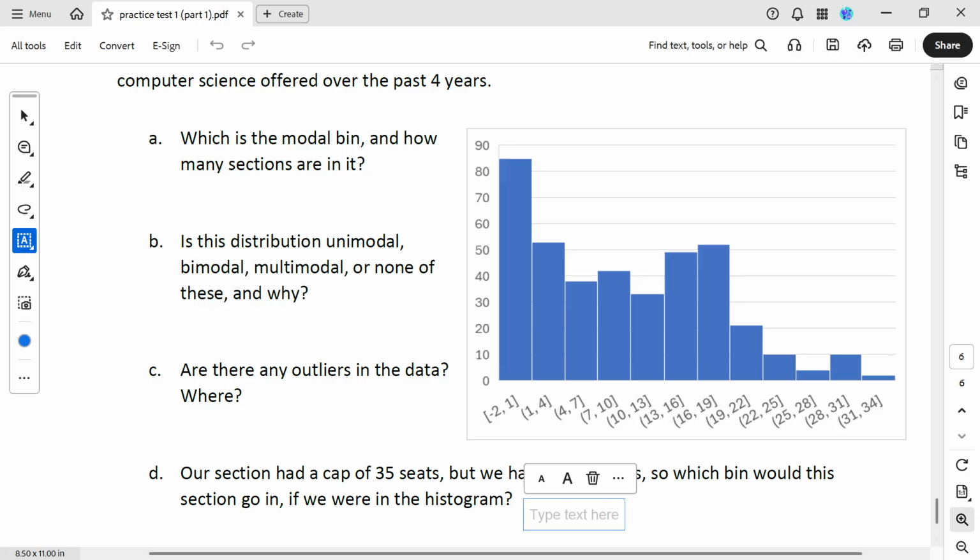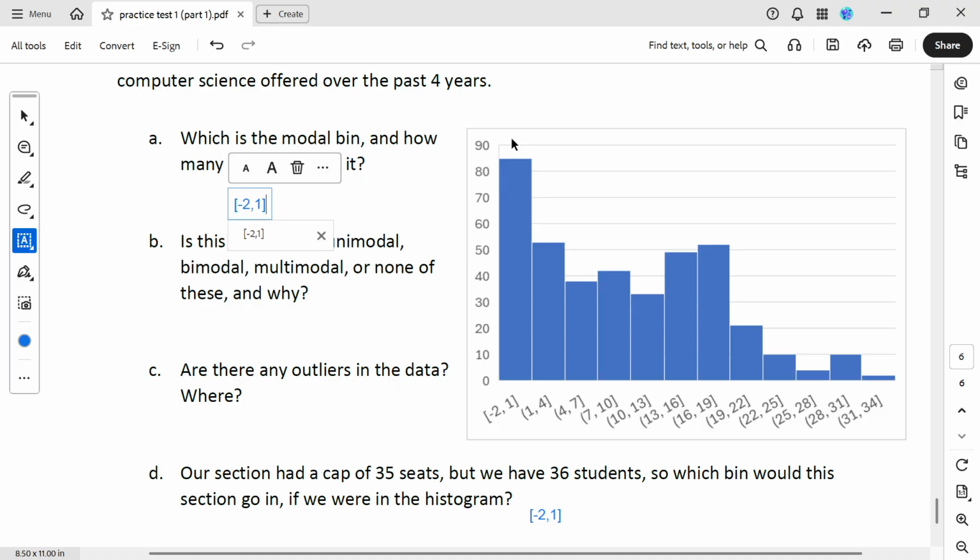So maybe I'll just answer this first. We would actually go in the bin that has the negative numbers. Okay, so which is the modal bin? How many sections are in it? The tallest one is the same one that I just mentioned, and it has about 85 sections.